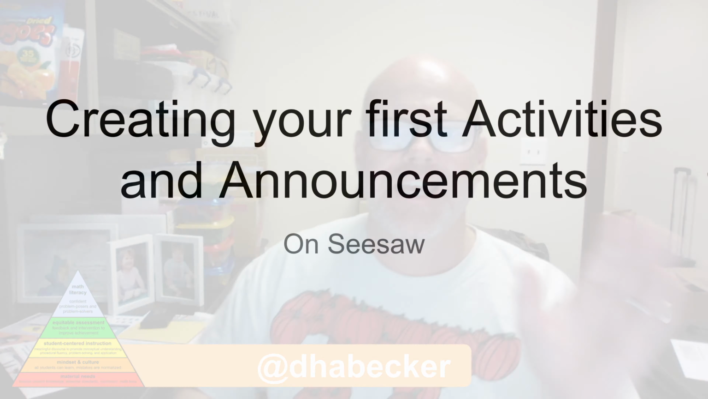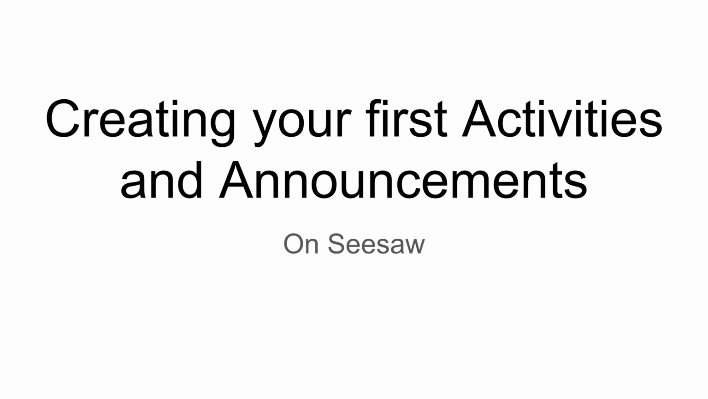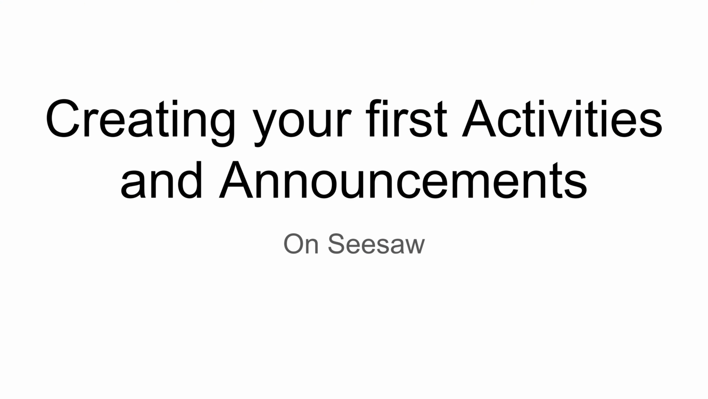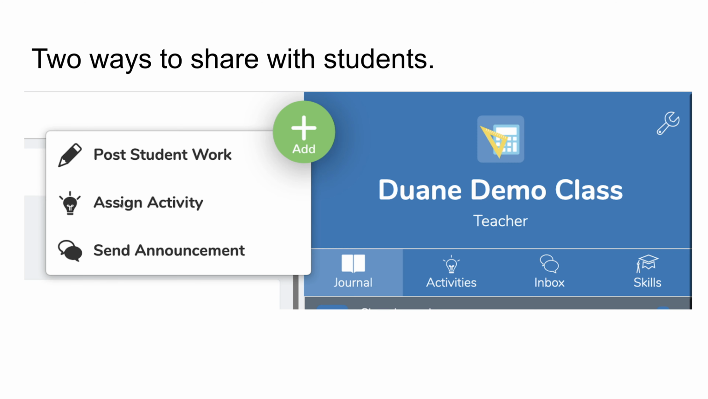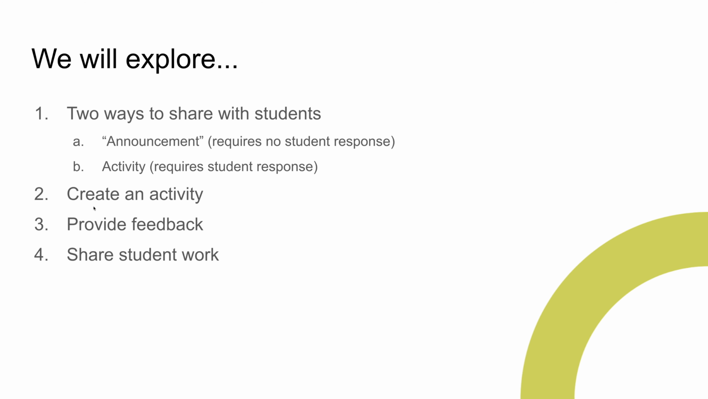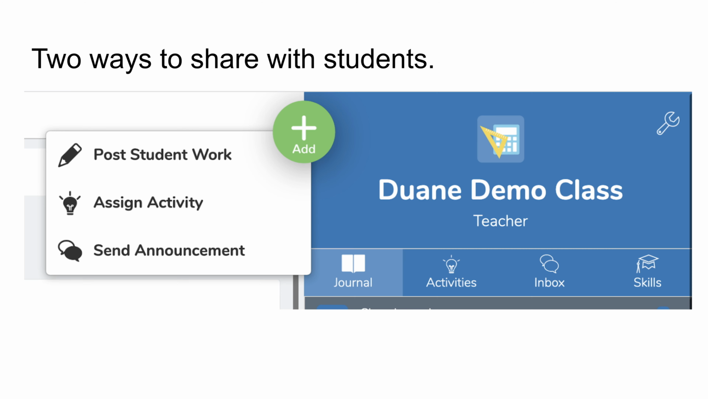All right, in this video, we are going to create your first activities and announcements in Seesaw. So let's get started. We're going to explore, first off, the two ways that you can share things with students. What are they? The announcements versus activities. We're actually going to go into great detail with creating an activity. We're going to talk about providing feedback and how you can share student work with each other, with others in an announcement.